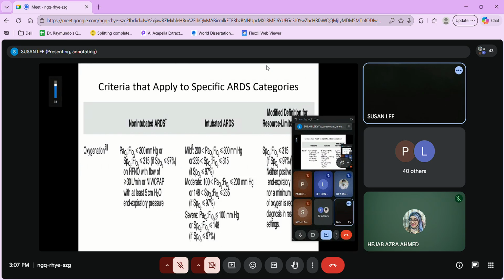Oh, sandali. I cannot see it. Pwede ko ilipat.